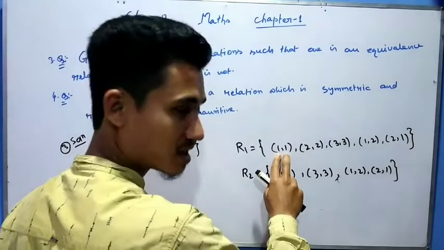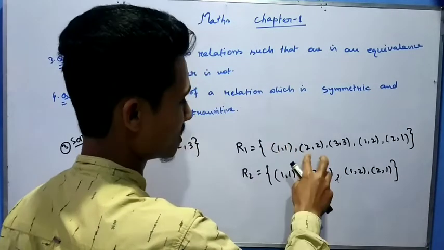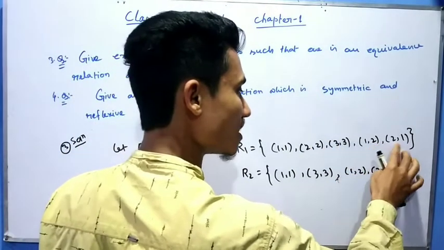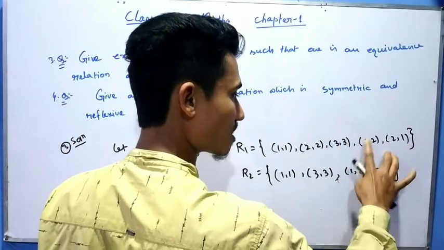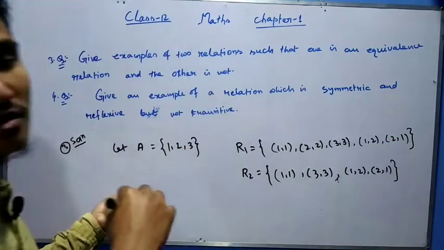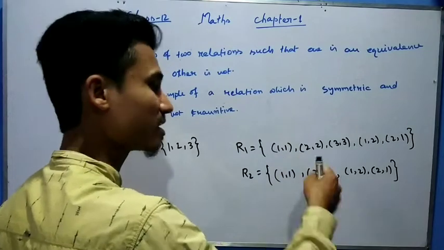The symmetric property means that for every ordered pair, its reverse must be there. So 1,1 reversed is 1,1, 2,2, 3,3, every pair is there. 1,2 reversed is 2,1, and 2,1 reversed is 1,2, it is there. So this is also a symmetric relation. Okay, now next is transitive.